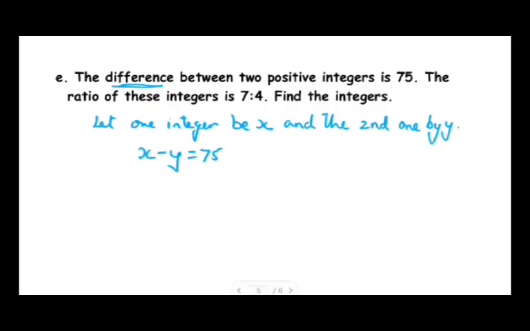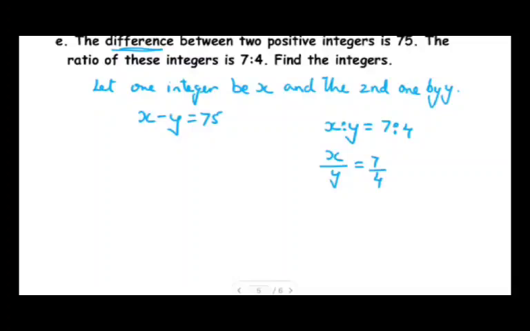75. And they say that the ratio of these integers, what are my integers? X is to y, ratio is how much? 7 is to 4. So x upon y is equal to 7 upon 4, correct? So let's express x in terms of y. So I'm going to take y on the other side. So x is equal to 7y upon 4. So wherever there is x, I'm going to write 7y upon 4.